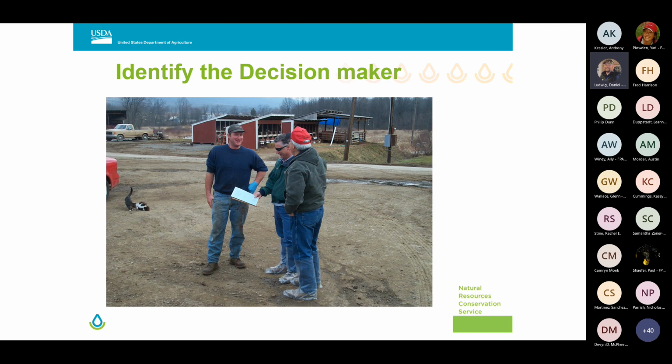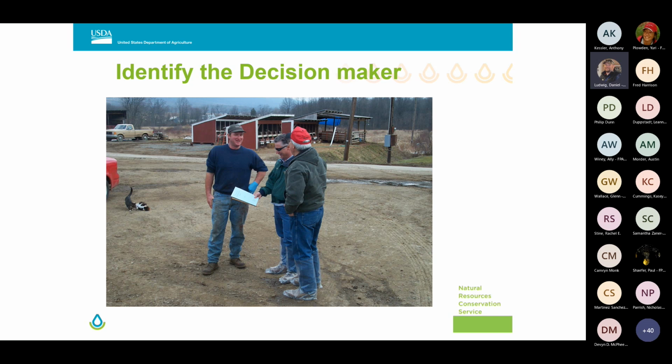Biggest thing is identify the decision maker. Most of our operations are family farms. We need to identify who the actual decision maker is. Is it the father? Is it the son? Because ultimately they're the ones that are going to make the decision and sign the plan.